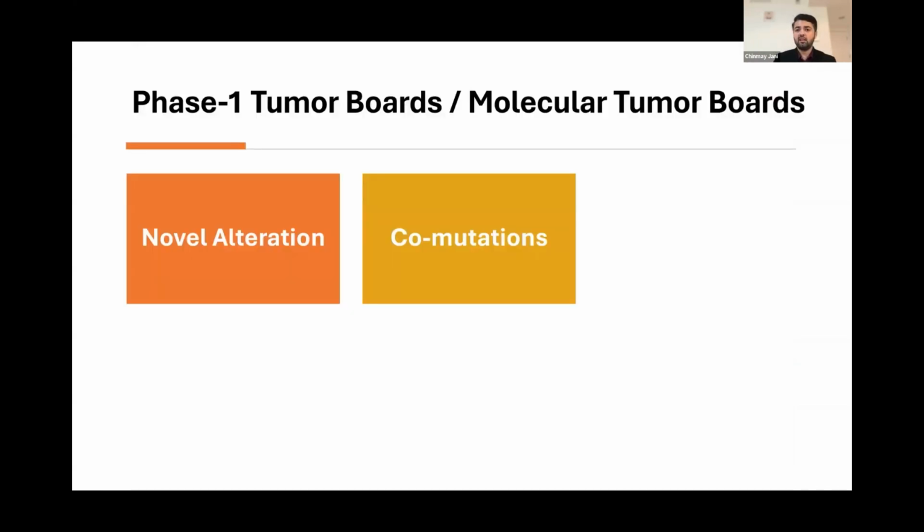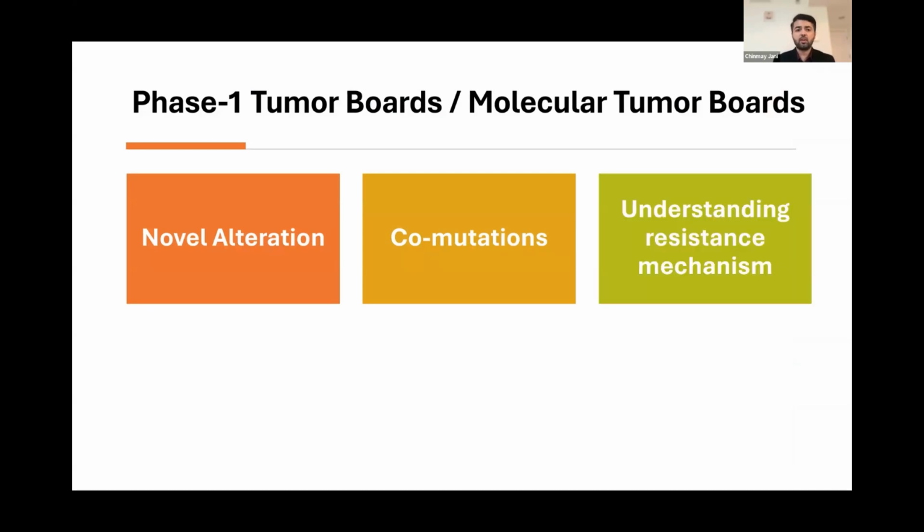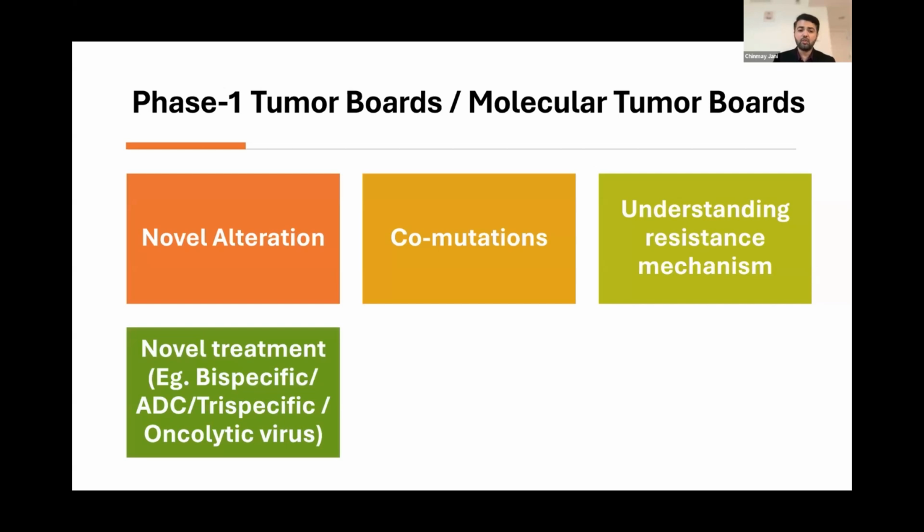And so here in the last slides, I want to show phase 1 tumor boards. Whenever there are different alterations like the ones you saw, co-mutations when there are more than 1 or 2 mutations happening, or understanding what kind of resistance mechanism could develop, or evaluating if there are novel treatments possible, all this can be discussed in molecular tumor boards as well as phase 1 tumor boards.